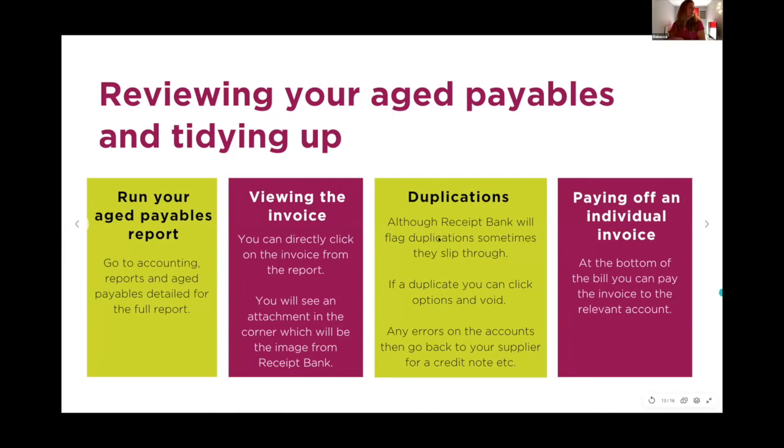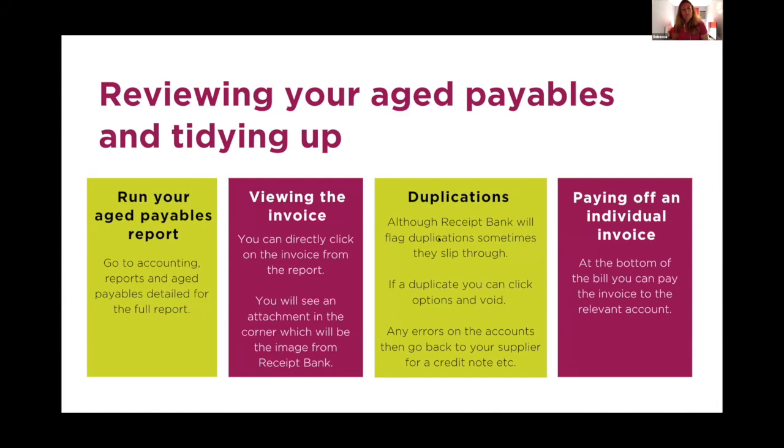Lovely. So as we said, you can run your aged payables report. The detailed report will give you the full list there. And again, you might have noticed there was this little settings button on your report. Then you can even filter by VAT, etc. So you can add as much information into that report as you like. Viewing the invoices, that report is quite interactive. So if you click on the invoice on the actual report itself, it will take you through there. And again, you can then see that attachment image to review that information.